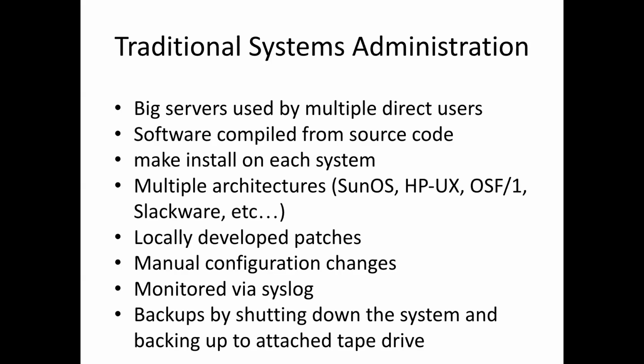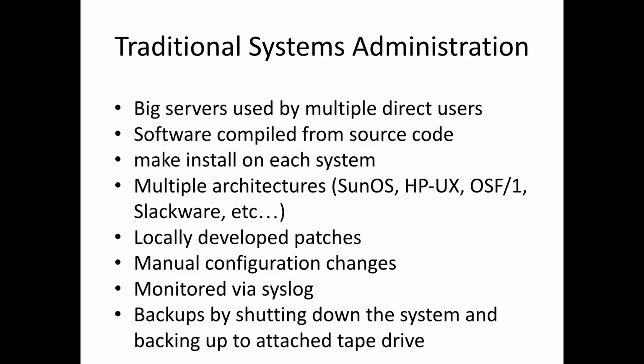Software tended to be compiled from source code. We could buy software and it would be distributed as a binary, but most of the time, if we were installing Apache or some sort of open source software, we would compile it from the source code. We would have to go track down all the dependencies from wherever they were hosted, download those, compile those dependencies, and somehow make it all work together. We had multiple architectures. So we were doing this on SunOS, doing it again on HP-UX, doing it again on OSF.